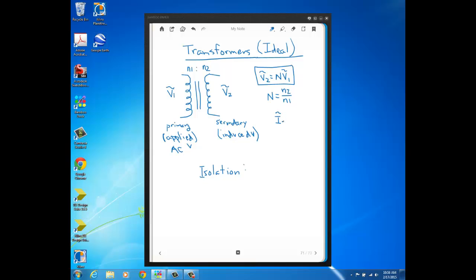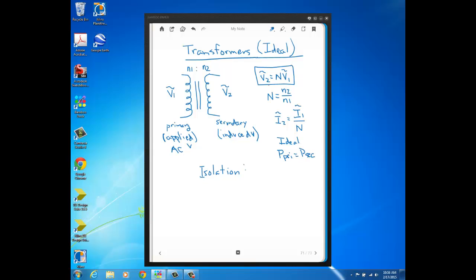The secondary current is equal to the primary current divided by the turns ratio. So you can see that the secondary voltage is proportional to the turns ratio, and the secondary current is inversely proportional to the turns ratio. And in the ideal case, your primary power equals your secondary power.